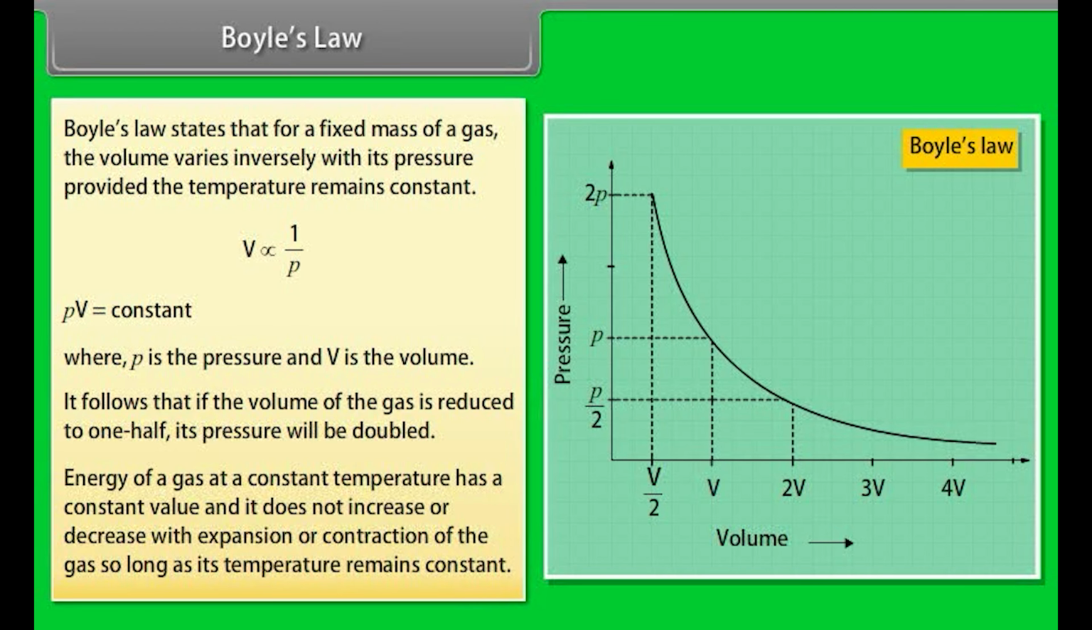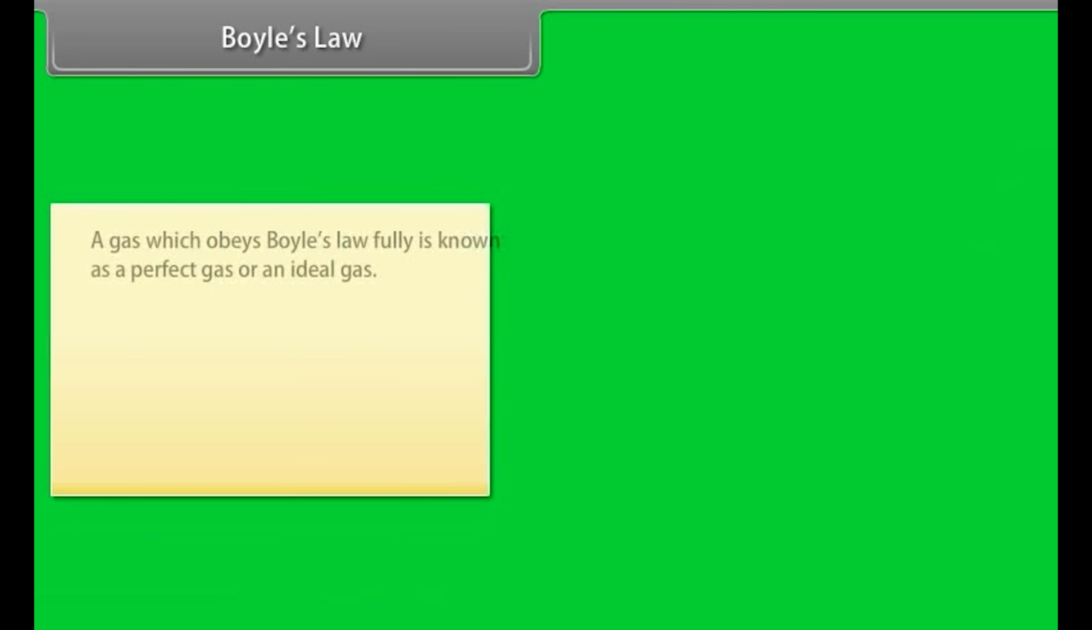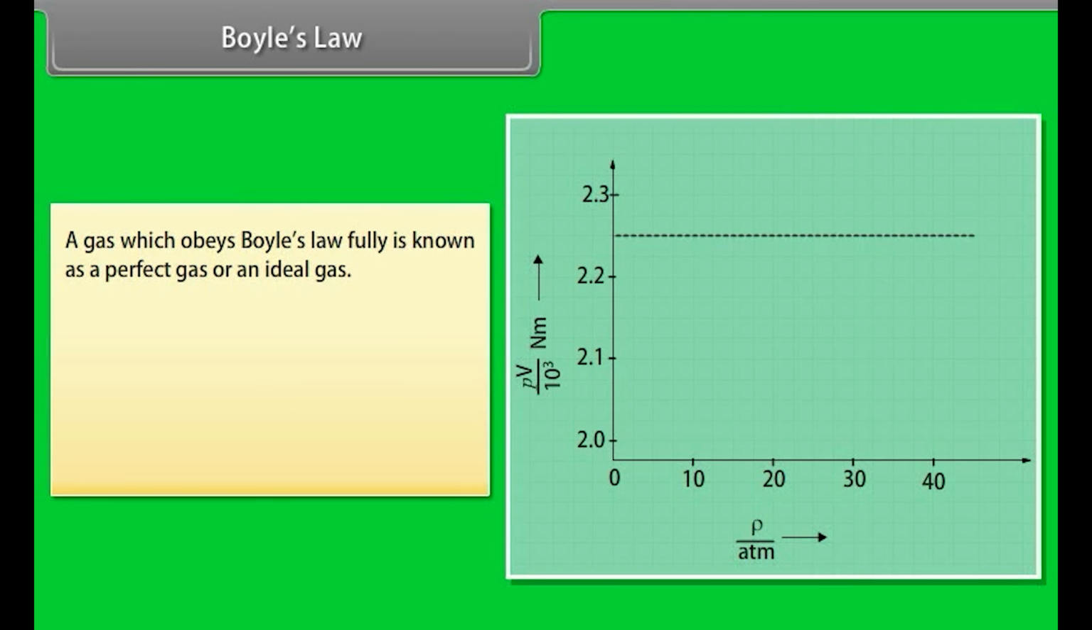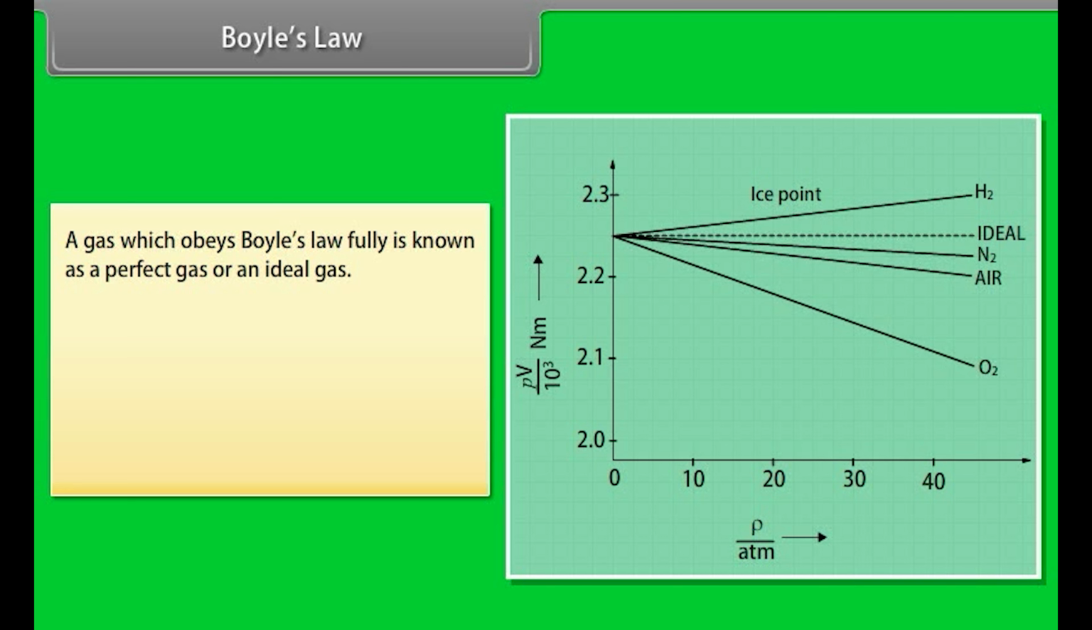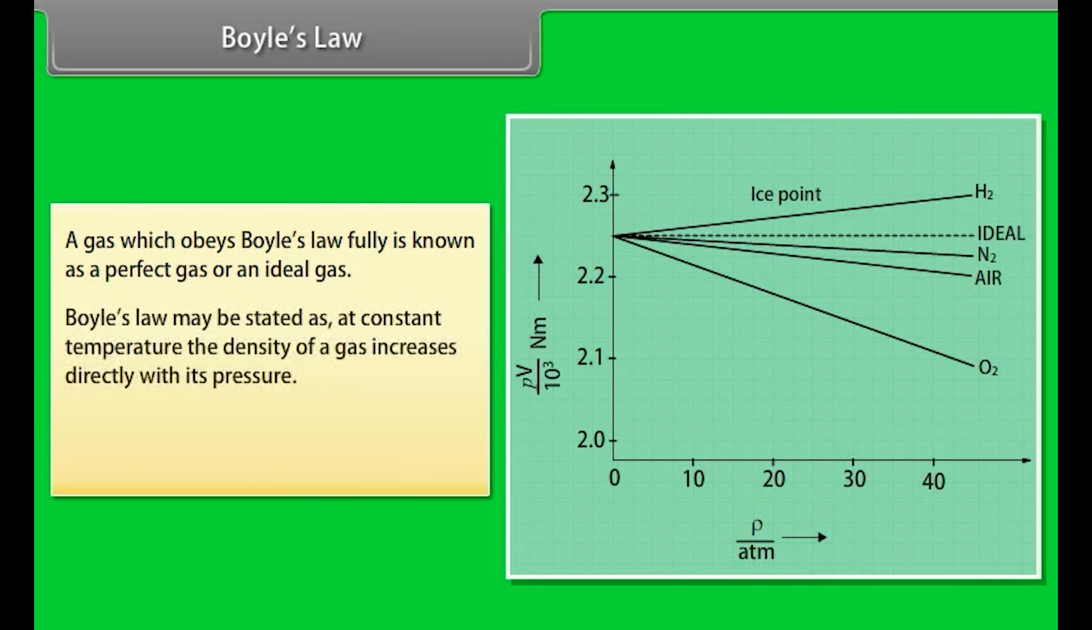Energy of a gas at a constant temperature has a constant value and it does not increase or decrease with expansion or contraction of the gas so long as its temperature remains constant. A gas which obeys Boyle's law fully is known as a perfect gas or an ideal gas. Boyle's law may be stated as: at constant temperature, the density of a gas increases directly with its pressure. P upon rho is equal to constant.